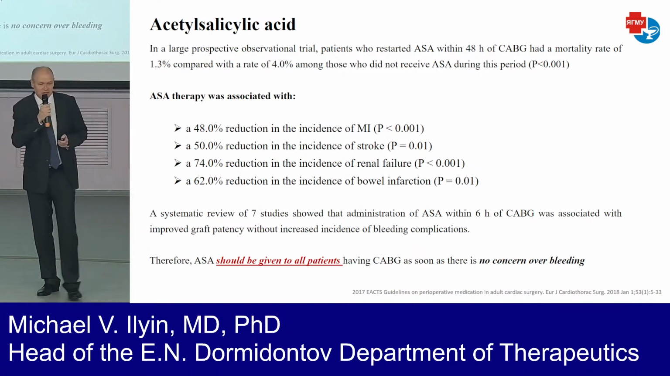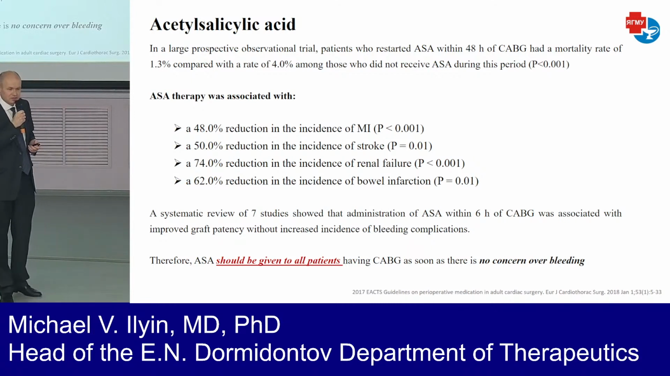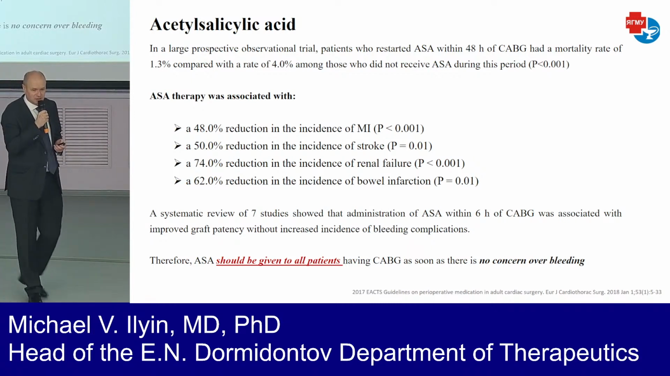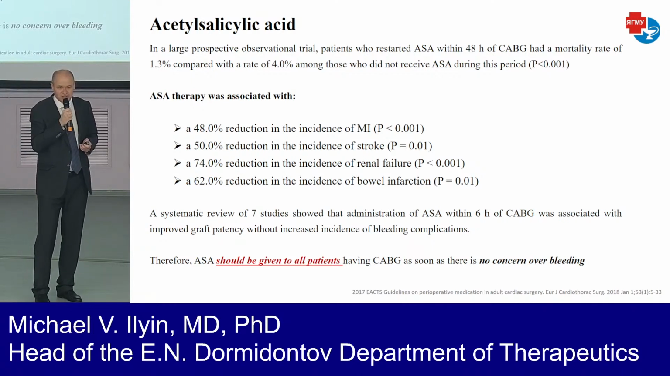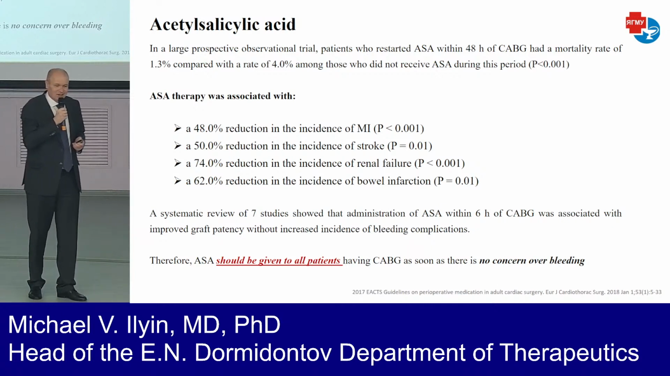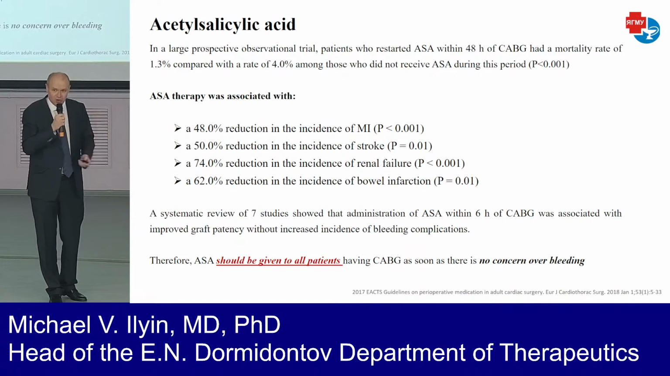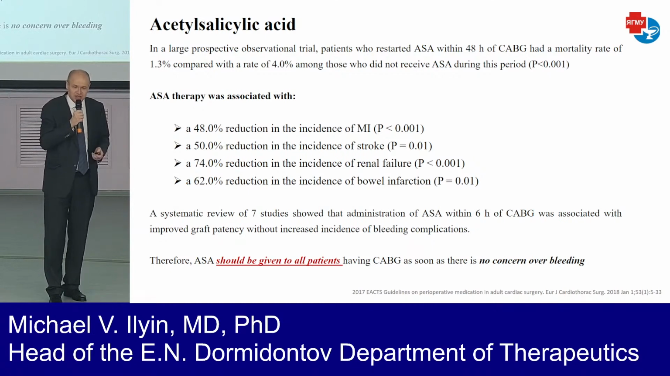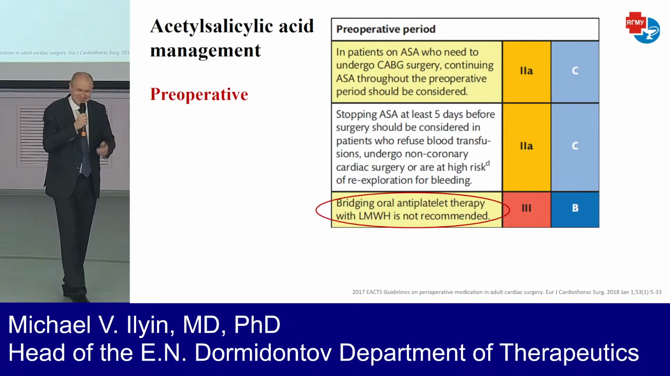A systematic review of 7 studies showed that administration of acetyl salicylic acid within 6 hours of CABG was associated with improved graft patency without increased incidence of bleeding complication. That means that ASA should be given to all patients having CABG as soon as there is no concern over bleeding, before surgery and after surgery. This is important. Okay, you got it.